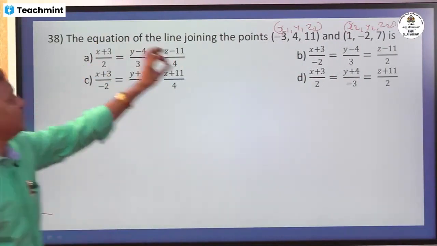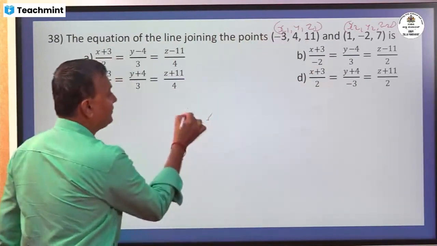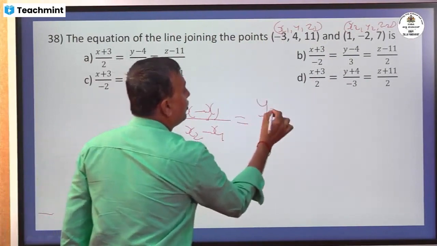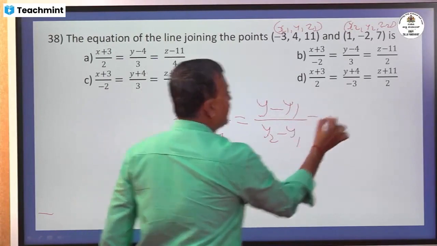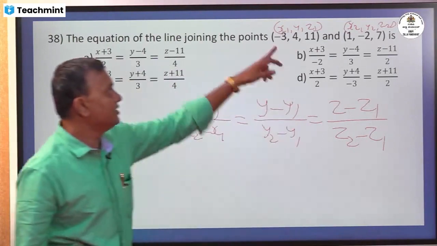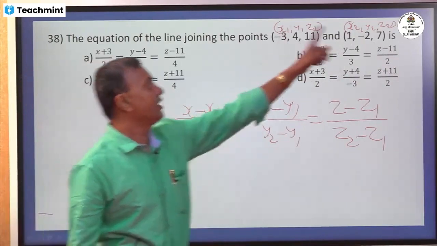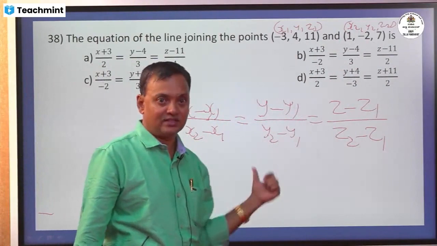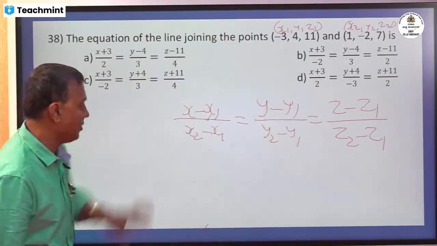But the equation of the line joining 2 points, not plane, is x minus x1 by x2 minus x1 equal to y minus y1 by y2 minus y1 is equal to z minus z1 by z2 minus z1. This is x1, y1, z1 and this is x2, y2, z2. Or by another method, we find x2 minus x1, y2 minus y1 and z2 minus z1. These are the direction ratios. We can find the direction ratios, or do it by this formula.